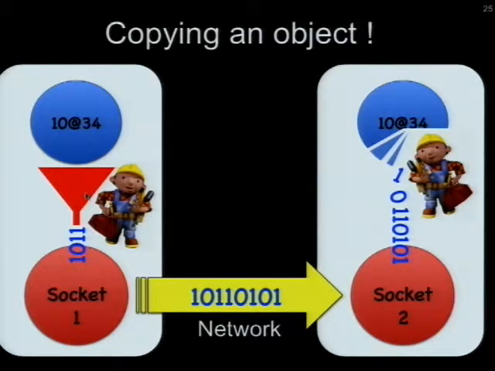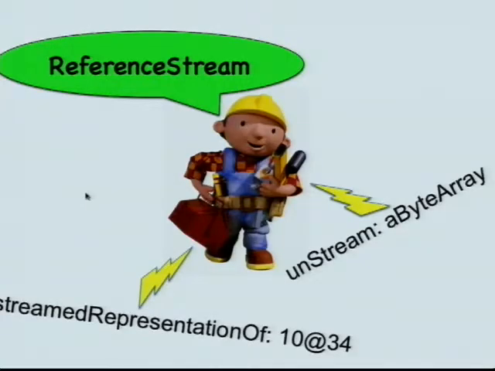So in order to copy an object through the network from a device or from a process to another one, we need to transform an object into a set of bytes, send it to the socket, and the other side rebuilds the objects from the sequence of bytes. And for this, we have ReferenceStream, which allows doing this task quite easily.